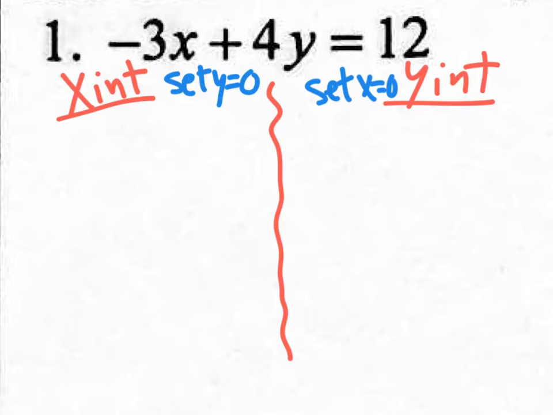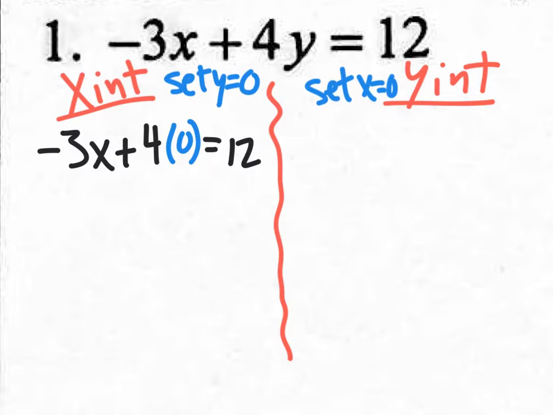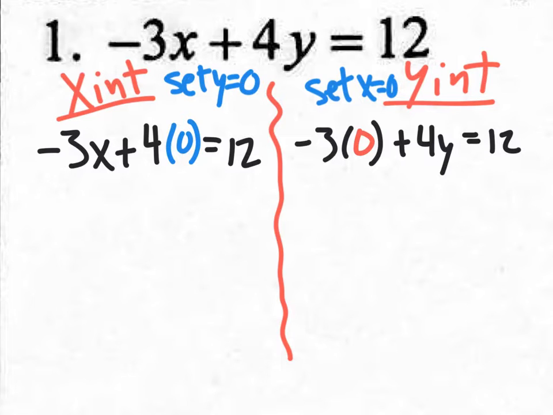So let's set y equal to 0. I'm going to rewrite my equation, negative 3x plus 4y, but instead of y, I'm going to put a times 0 in there, equals 12. And for my y-intercept, I'm going to set x equal to 0. So let me rewrite the whole thing, negative 3x, but instead of x, I'm going to put 0 right here, plus 4y equals 12. So when you have the zeros, it really becomes easy because you could just scratch them out. 4 times 0 is 0.